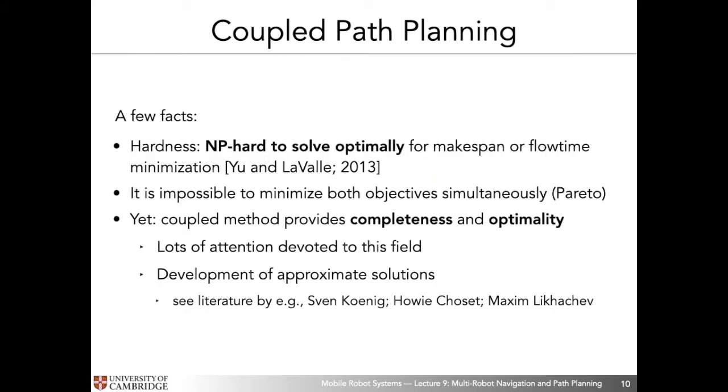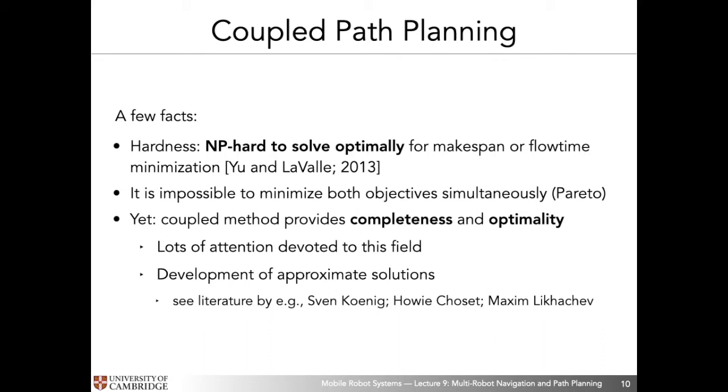So I'd just like to summarize a couple of facts about the coupled path planning problem. First of all, it has been shown quite recently, actually, or proven, that it is NP-hard to solve for optimality for either one of the two objectives that I introduced before. So either makespan or flow time, right? And we also know that it is impossible to optimize for both of these objectives simultaneously, because we have a Pareto front that we need to consider as we try to optimize for makespan versus flow time.